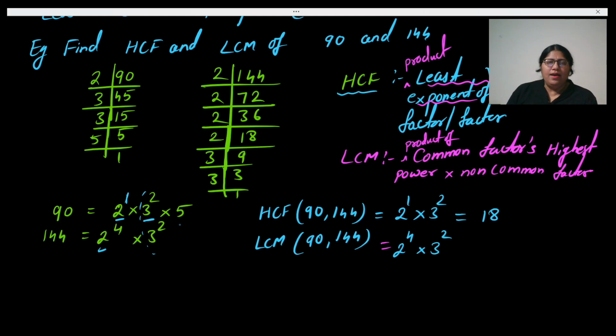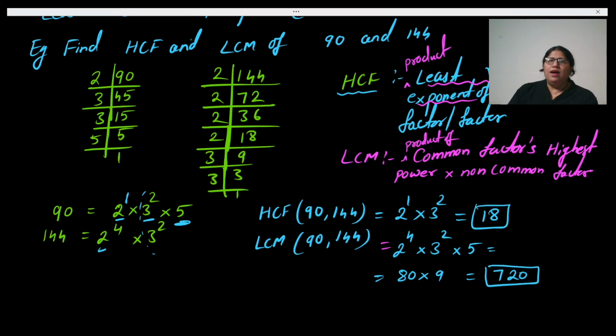So 3 square, but there is a non-common factor between both, the number 5. So 5 also will be here. Now if you do this, 2 to the power 4 is 16, 16 times 5 is 80, 80 times 9, and you will get the LCM of these two numbers as 720.